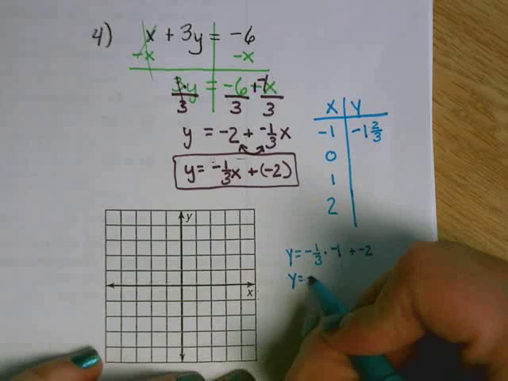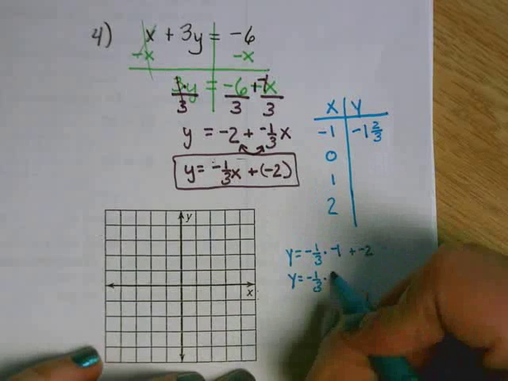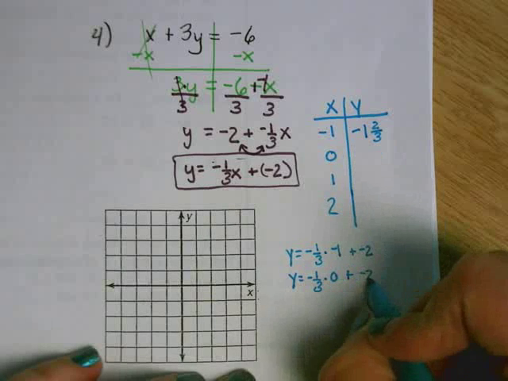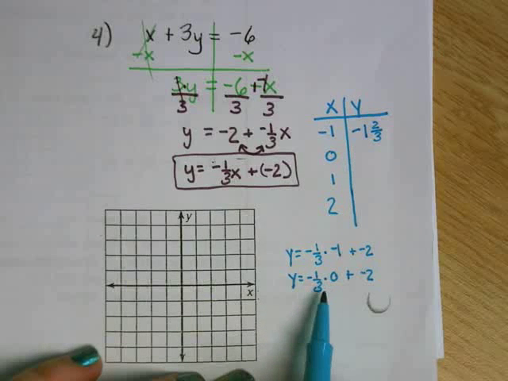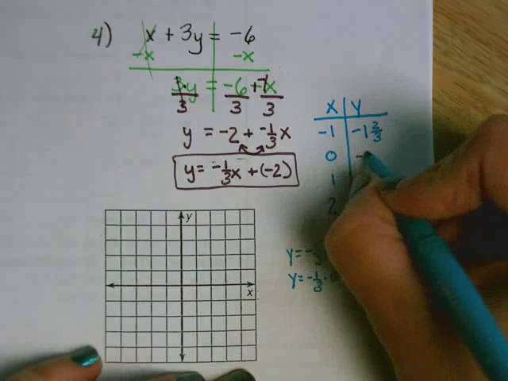0 is always the easiest one. Negative 1/3 times 0 plus negative 2. Negative 1/3 times 0 is just 0, plus negative 2 takes us to negative 2.